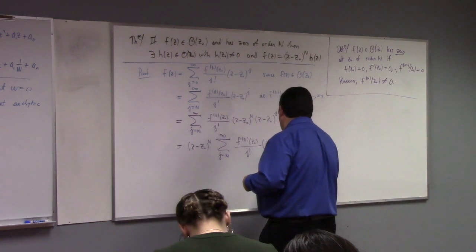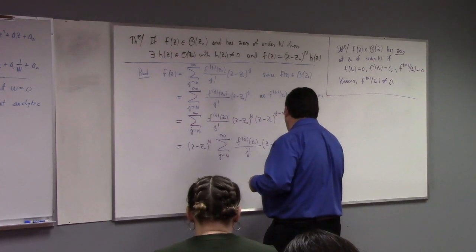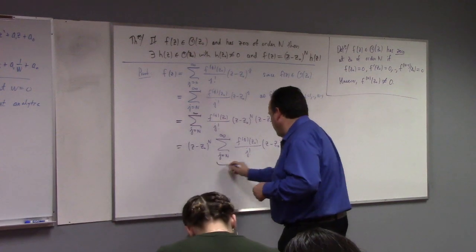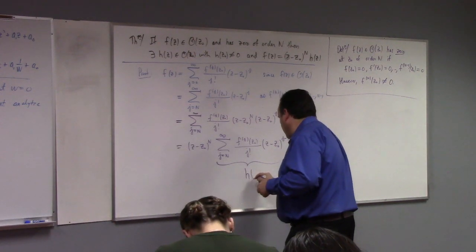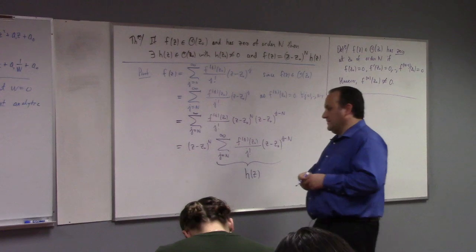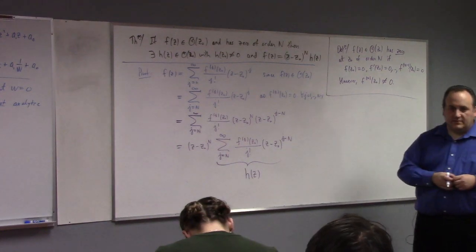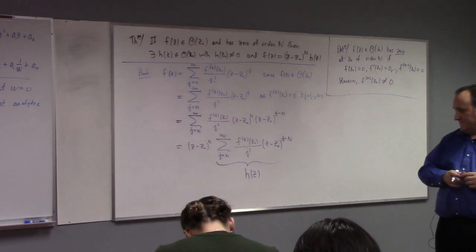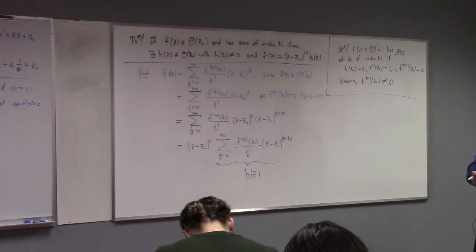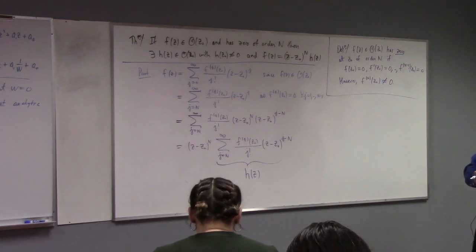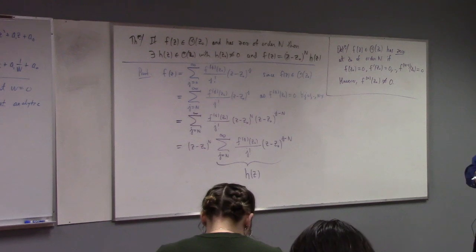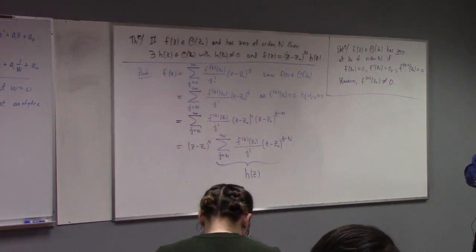And notice here that this piece right here we can call h of z, right? It's clearly analytic because we already know that the series converges. I mean, this is essentially a tail of the convergent series for the Taylor series that we're already given at the start of this.